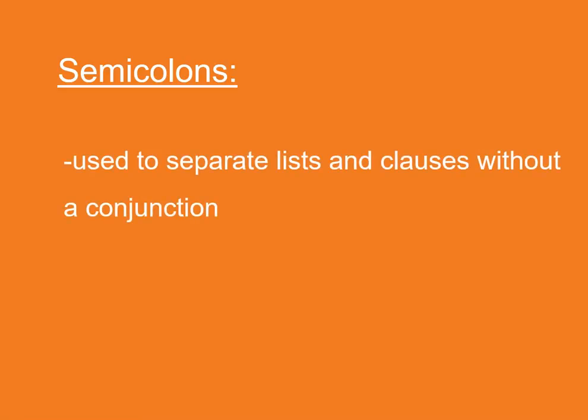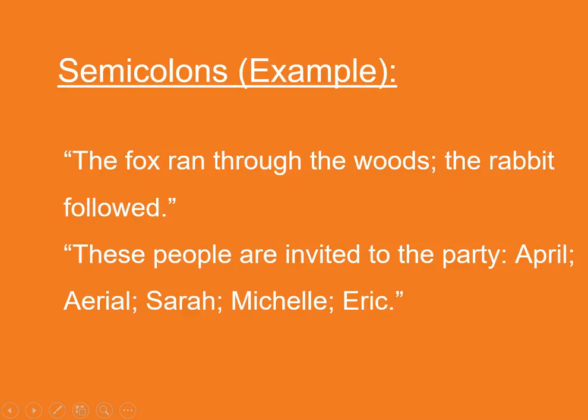So a semicolon. I said we were going to see how you could join these two independent clauses. Semicolons are your way to do this. They're used to separate lists and clauses without a conjunction. So some examples of this. The fox ran through the woods; the rabbit followed. Again, the fox ran through the woods can stand by itself. The rabbit followed also can stand by itself. I cannot have a comma here, because that would be a comma splice. If you want to join these two sentences together and not put a conjunction like an and or a but, it's got to be that semicolon.